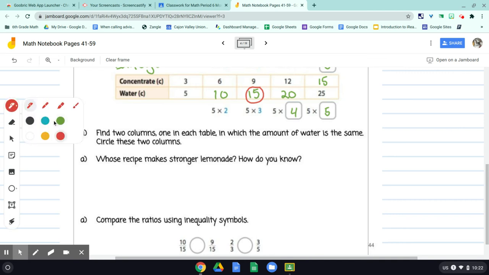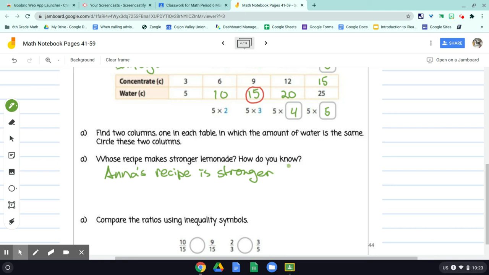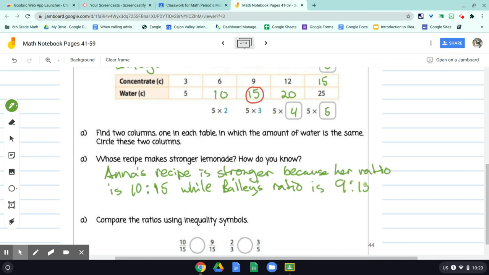So for the answer here, I'm going to say Anna's recipe is stronger because her ratio is 10 to 15, while Bailey's ratio is 9 to 15. So that extra cup of lemonade concentrate makes Anna's recipe stronger, makes it taste more like lemonade, less like water, right?